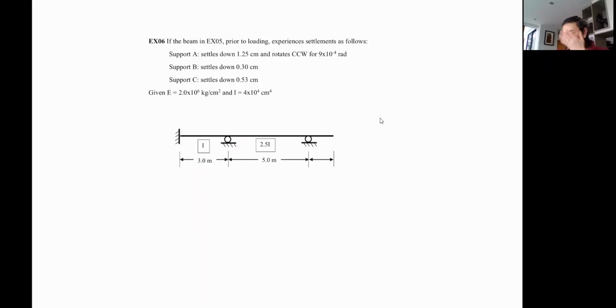So okay, now the record is on. It's just another example to demonstrate something about the joint displacement. Okay. Now we are going to look at the same beam.